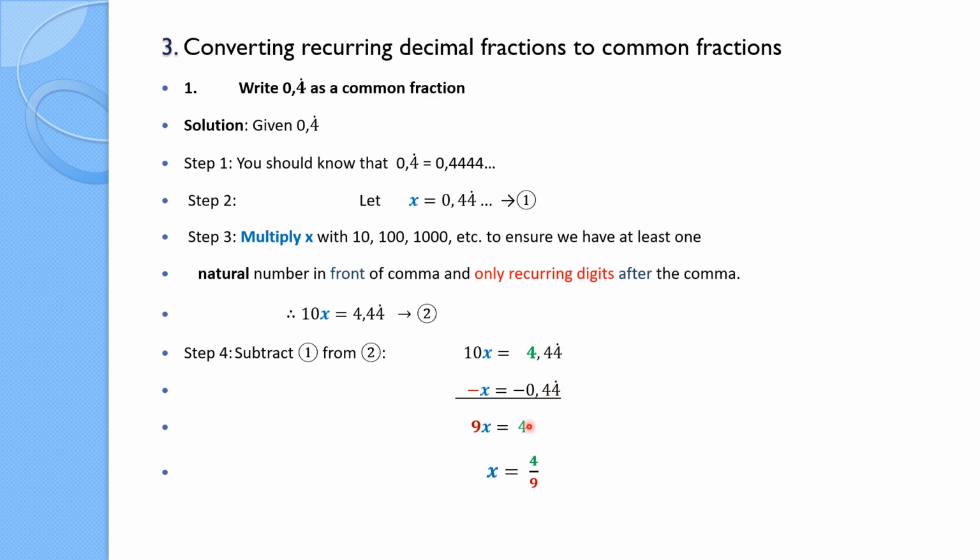So 4 minus 0 gives me 4. We always divide by the coefficient of x, which here you should see is 9x. So 9x equal 4. So 4 divided by 9, so x equal 4 over 9. Now let's look at a more complex recurring problem.